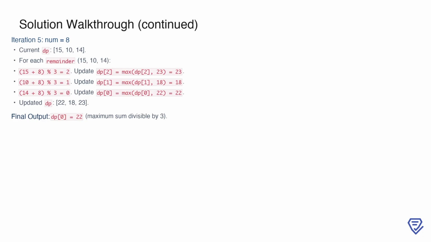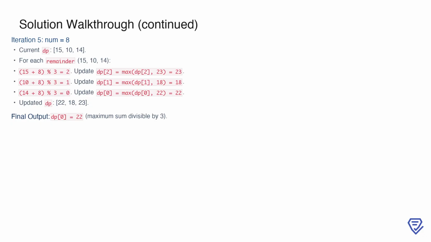Now we process the last number in our first example, 8. The current dp is 15, 10, 14. Adding 8 to the remainder 0 gives (15 + 8) % 3 equals 2, so we update dp[2] to the maximum of its current value or 23, resulting in dp[2] equals 23.